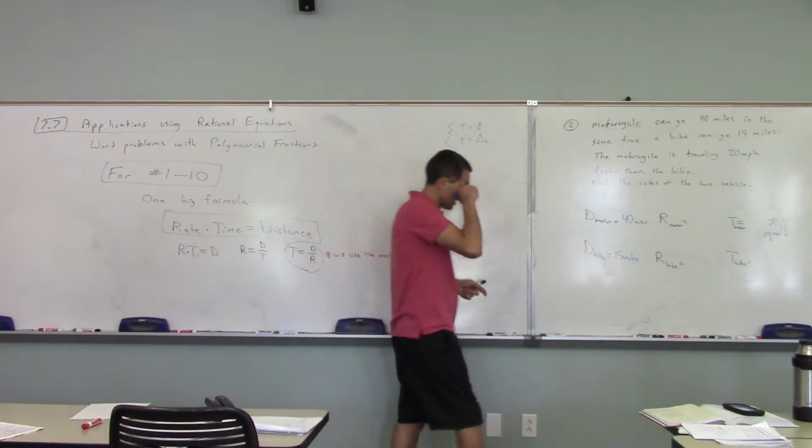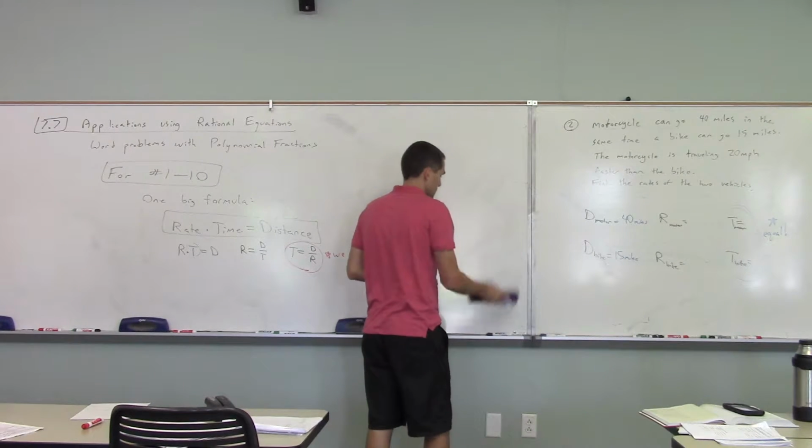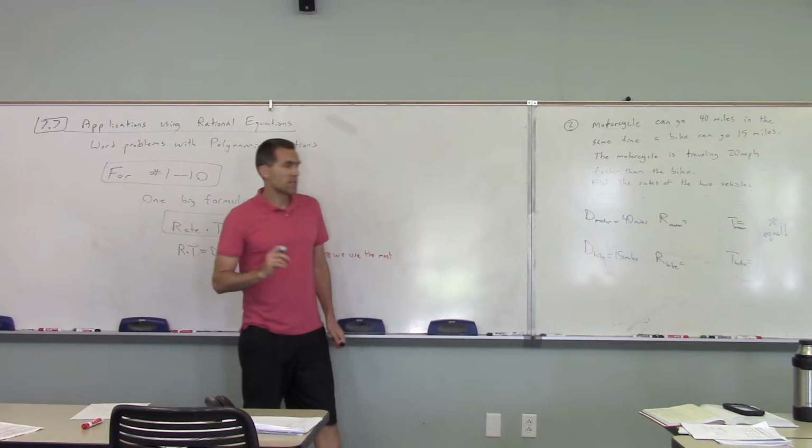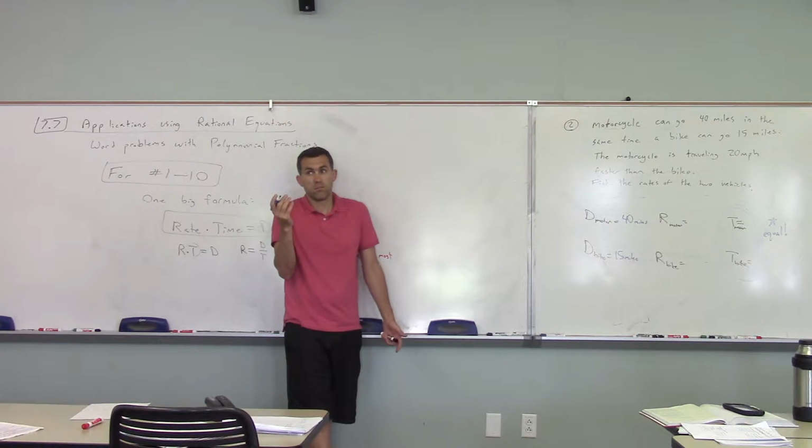Okay? Anyways, the rate for the motorbike would be 20? Not 20, because we don't know its rate. We don't know it's 20, what do we know? It's 20 miles per hour more than the bike. How will we represent the bike? 20 plus b?